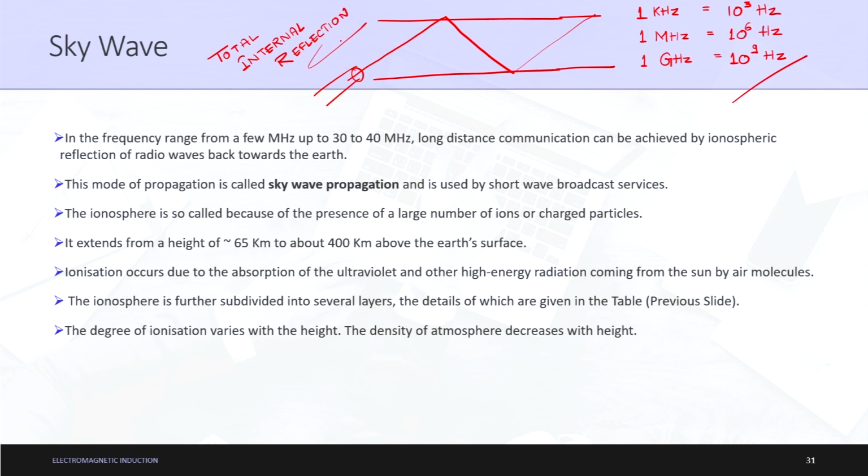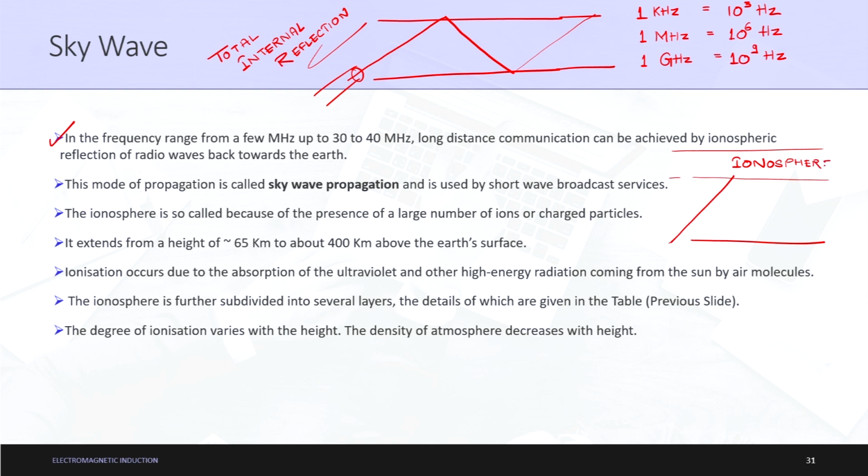Total internal reflection does not happen here exactly, but we can analyze this first line by that concept. Let us say this is the ground and we are shooting up a wave like this. This radio wave gets reflected back to earth. How does it get reflected? Because of ionospheric reflection. Let us say this is the area or portion where the ionosphere exists.